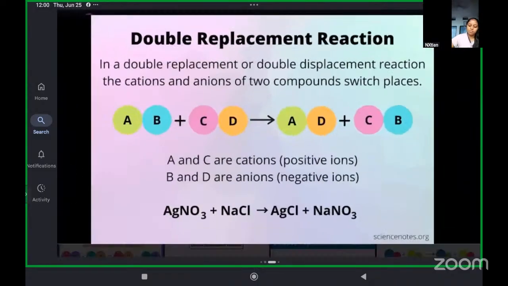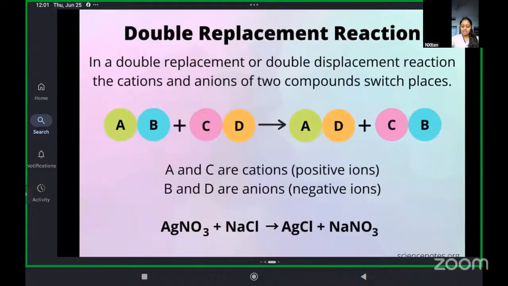Now try to understand a little bit about change of ions. In a double displacement reaction, the cations and anions of two compounds switch places. The ions of two compounds switch places. A and C are positive. Have you ever heard about positive charge, negative charge? Substances having positive charge, negative charge are positive ions, negative ions.